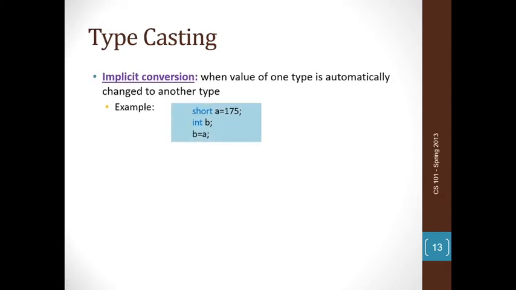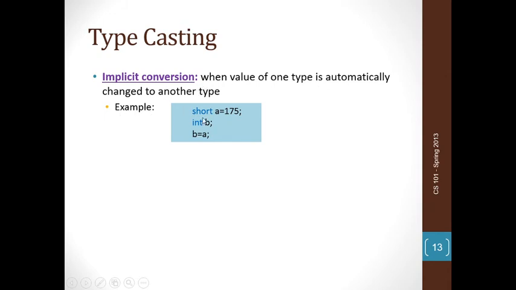Typecasting. Implicit conversion, when value of one type is automatically changed to another type. So what is typecasting? Typecasting means converting the value of one type to another type. This is known as typecasting. Implicit conversion, when value of one type is automatically changed to other type.